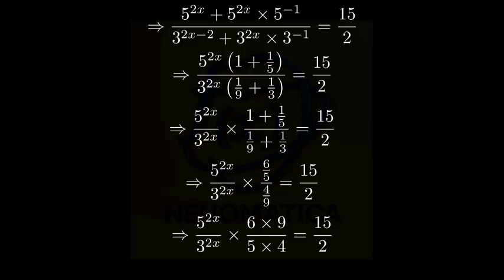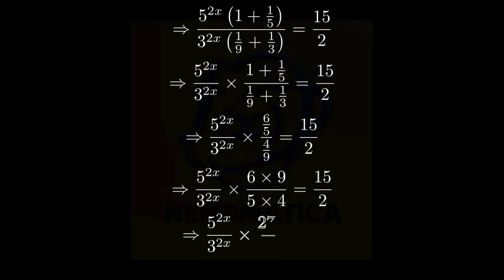That's equivalent to multiplying 6 by 9 in the numerator and multiplying 5 by 4 in the denominator. Now let's calculate. 6 times 9 equals 54, and 5 times 4 equals 20. Simplifying further, 54 over 20 can be written as 27 over 10 by dividing both numbers by 2.